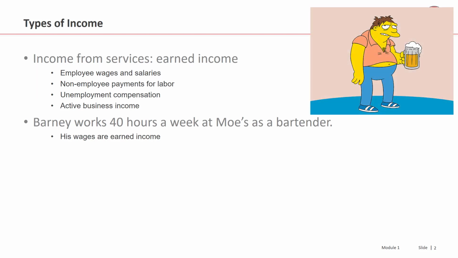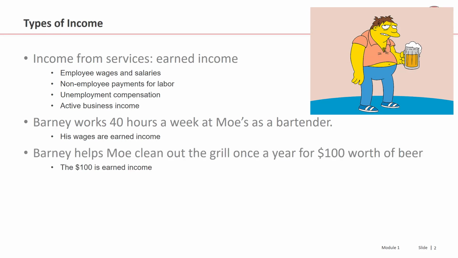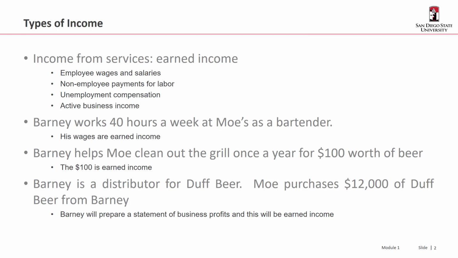So Barney works 40 hours a week at Moe's as a bartender, and the wages he earns there, that's clearly earned income. But what if instead Barney just helped Moe clean out the grill once a year, and he did that in exchange for $100 worth of beer, right? So, hey Moe, I'll come over, I'll help you clean out the grill, just give me $100 worth of beer. That's also earned income. So even though Barney wouldn't technically be an employee of Moe, that would still be earned income from the services that Barney is providing.